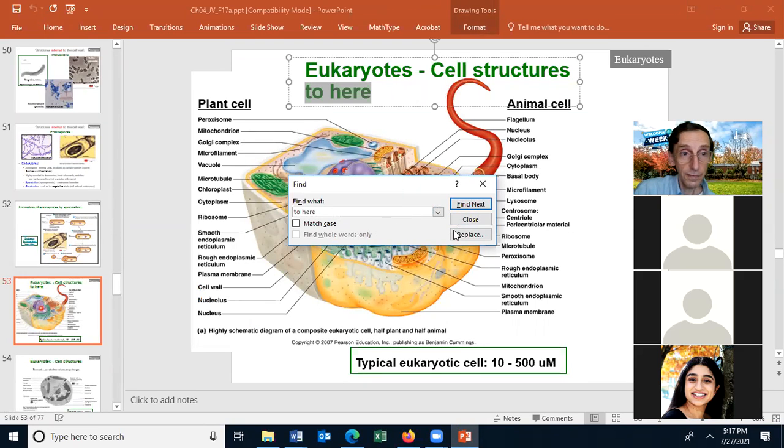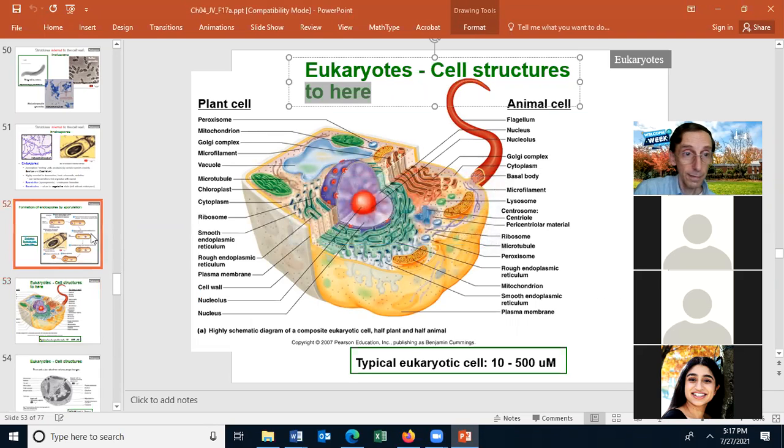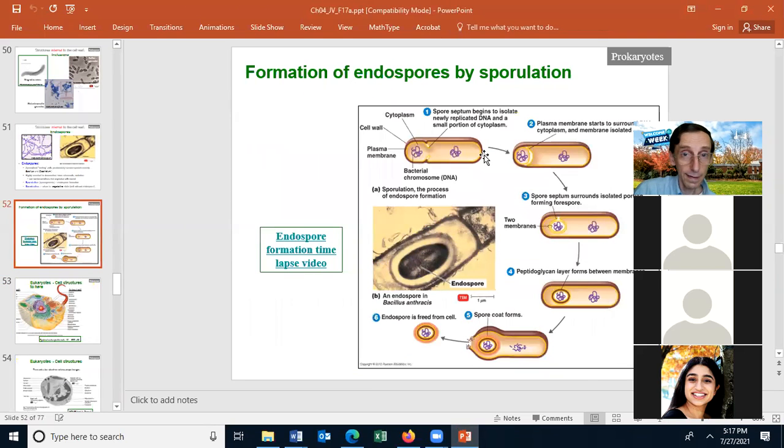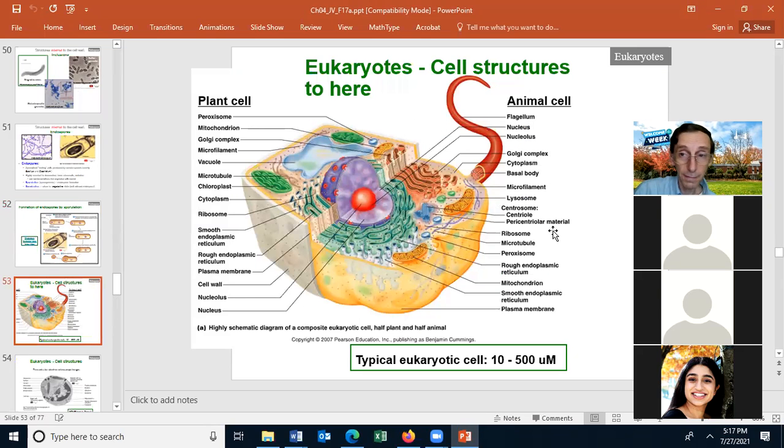So we had finished talking about the prokaryotes, and the last thing we discussed is how prokaryotes form endospores. Any question about any of that? If not, let's move on to eukaryotes. You're seeing a basic plant structure with the organelles in plants and a basic animal cell with the organelles. Many of the organelles in plants and animals are the same, like the nucleus.